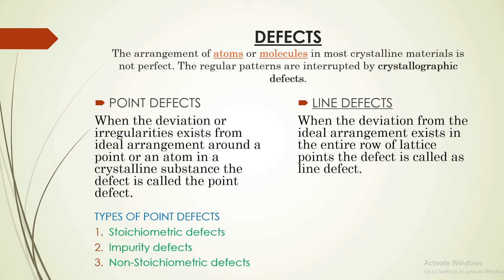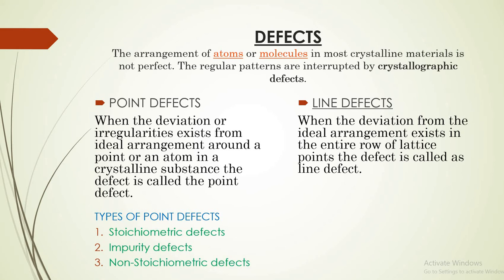Point defects. When the deviation or irregularities exist from ideal arrangement around a point or an atom in a crystalline substance, the defect is called as the point defect. Line defects. When the deviation from the ideal arrangement exists in the entire row of lattice points, the defect is called as line defects. Our syllabus has point defects in it, so we will be studying that only.